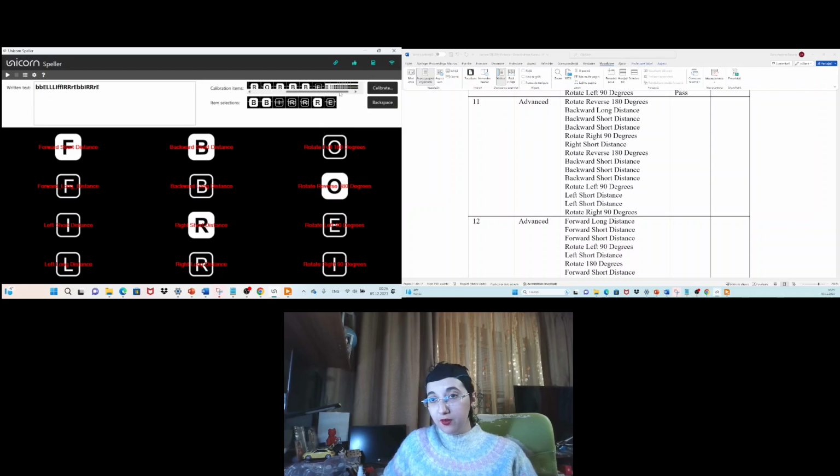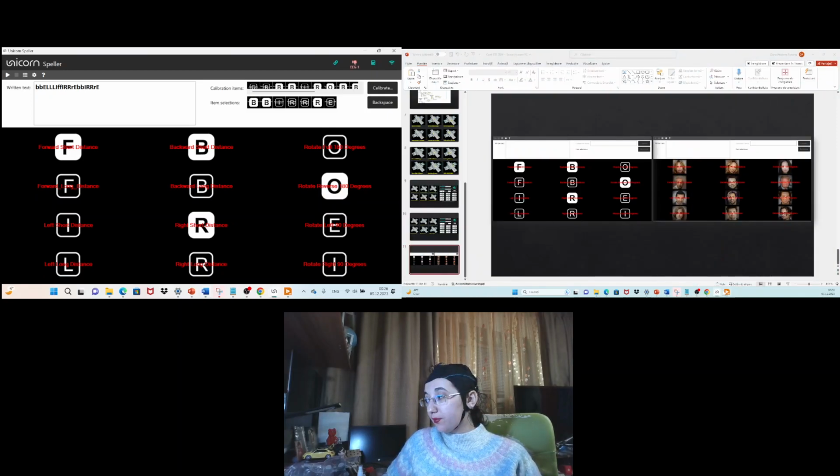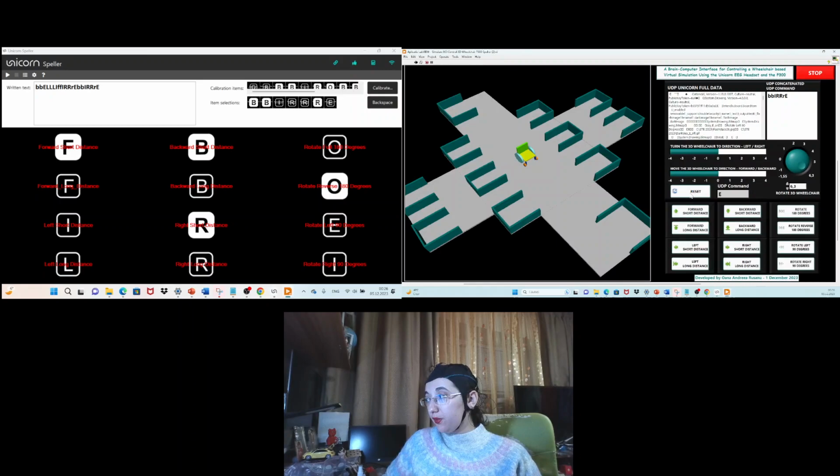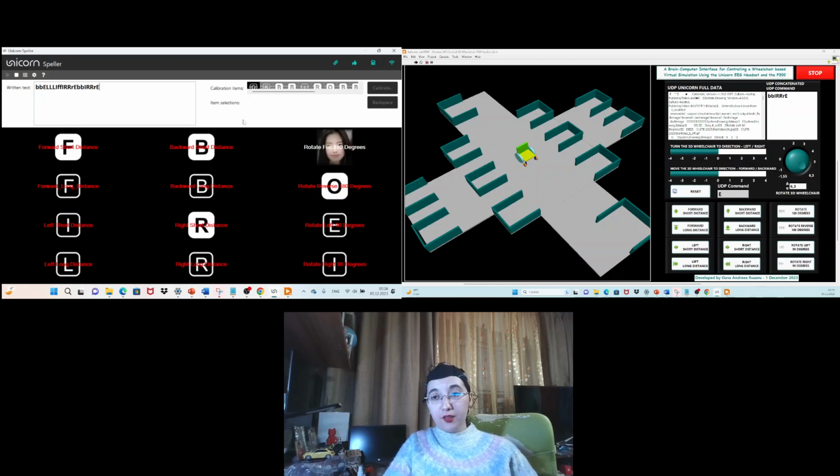So this set of commands is even too large to be displayed here. Yeah, it's a difficult experiment, but this will award me with the advanced level. So in LabVIEW, reset, and let's begin. Rotate full 180 degrees, a new command.